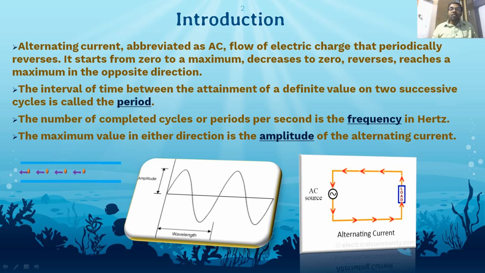Okay, and next one, the number of completed cycles or periods per second. So how many completed cycles are happening per second is called as frequency. That is represented with the symbol Hz. Okay, hertz. The unit of frequency is hertz. Okay, fine. Next topic is amplitude.